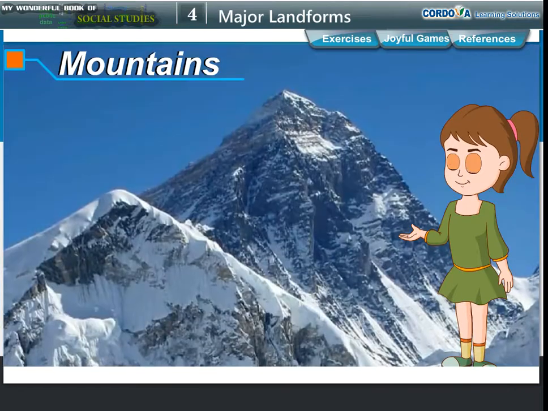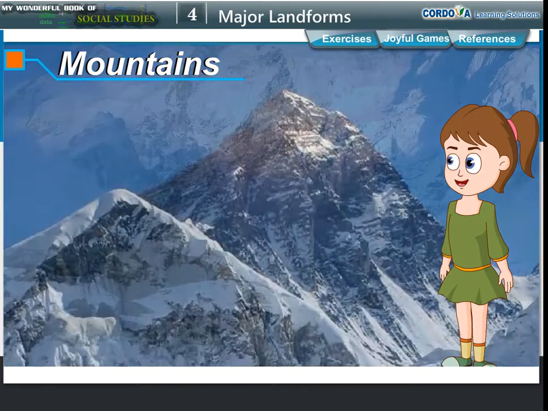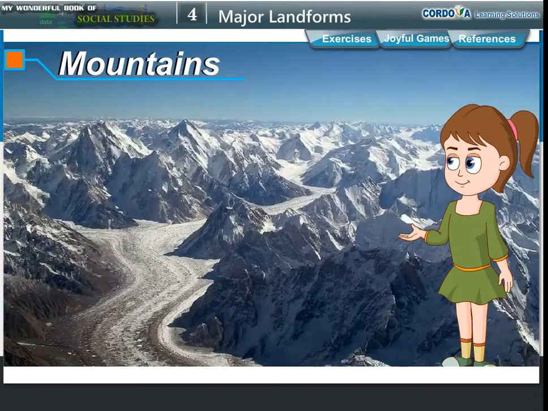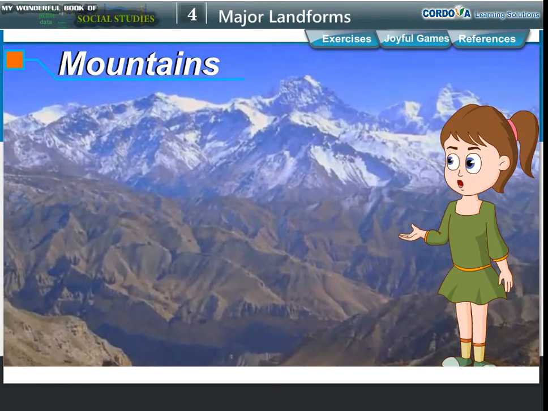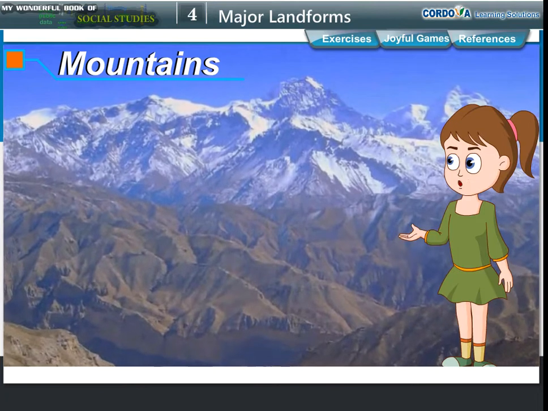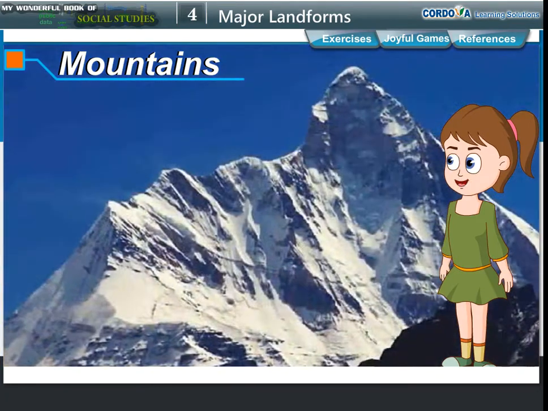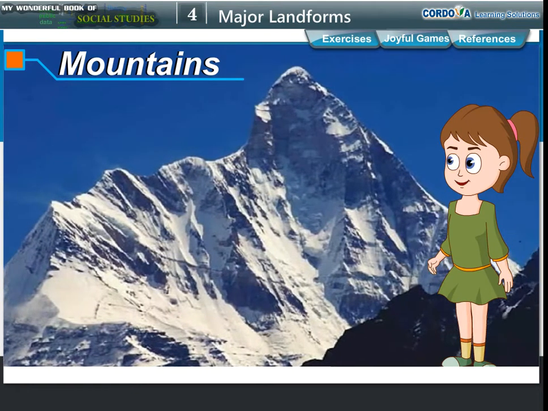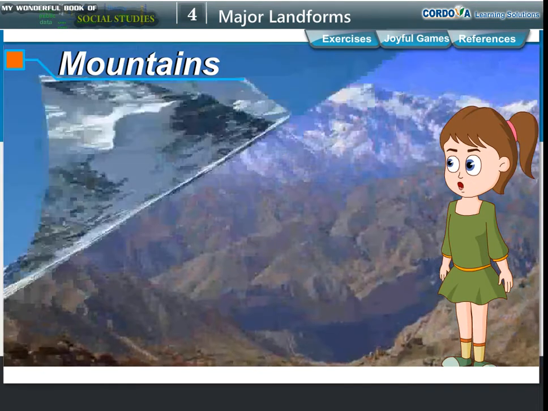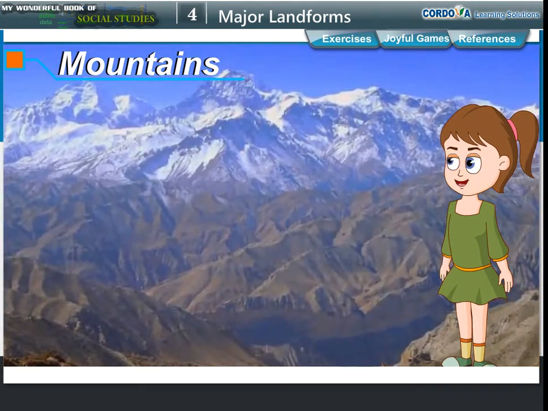Mountains. A mountain is a landform that rises high above its surrounding land. It is made of rocks and earth. Usually mountains are more than 900 meters above the mean sea level. Mountains vary in height and shape. They have steep slopes and rounded or conical peaks.